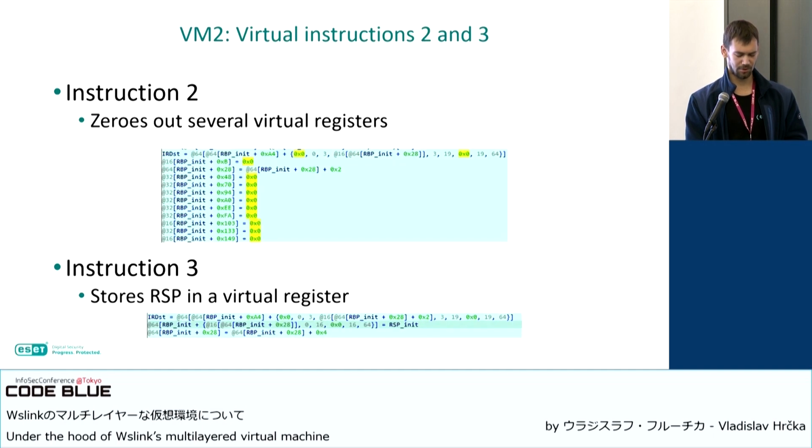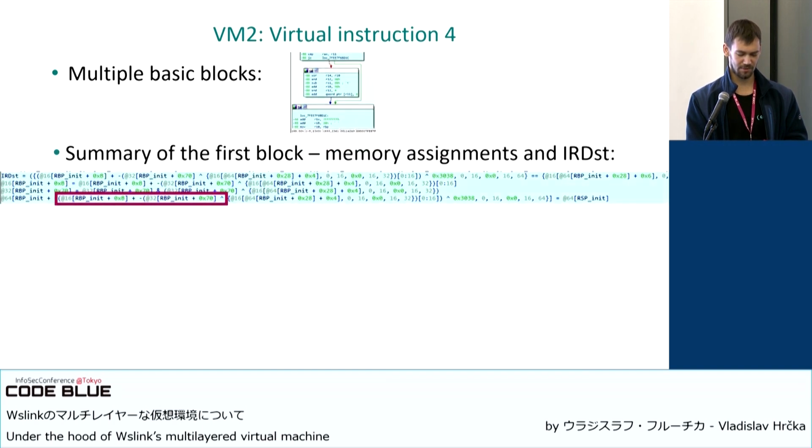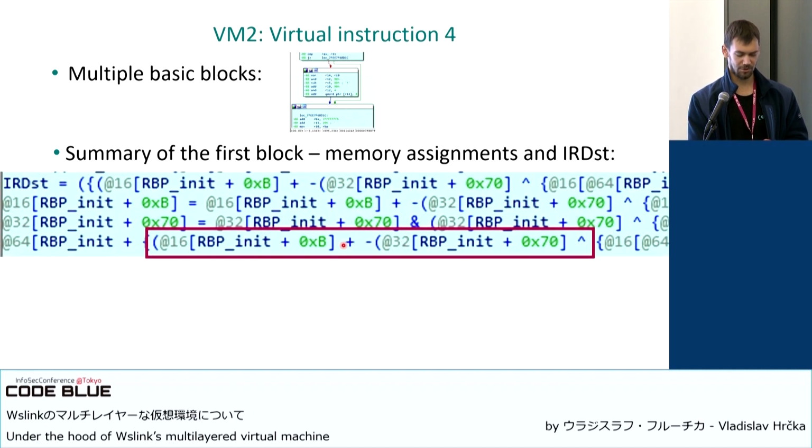Now the next two instructions: the second one sets several virtual registers to 0, and the third one just stores RSP in a virtual register. And now the fourth one is interesting. For the first time it uses multiple basic blocks, and if we summarize it using symbolic execution, we see an interesting expression. Actually, these two virtual registers were set earlier to 0, so we do know what their value should be, and we should be able to simplify it.